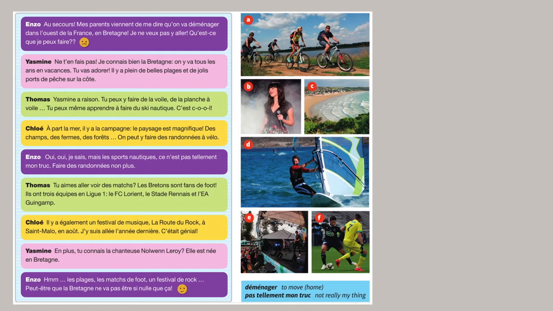So, Yasmin and Thomas and Chloe are going to come back with some suggestions. Yasmin says, ne t'en fais pas, which is a phrase meaning don't worry. Don't worry yourself about it. Ne t'en fais pas, je connais bien le Bretagne. On y va tous les ans en vacances. Tu vas adorer. Il y a plein de belles plages et de jolis ports de pêche sur la côte. So, je connais bien le Bretagne. I know Brittany well. On y va tous les ans en vacances.